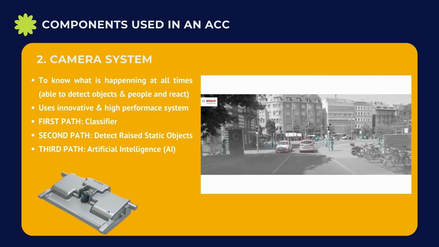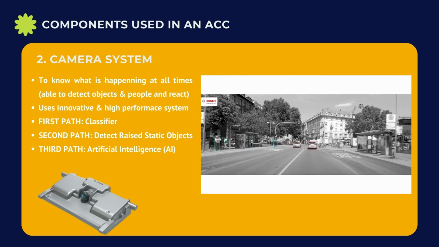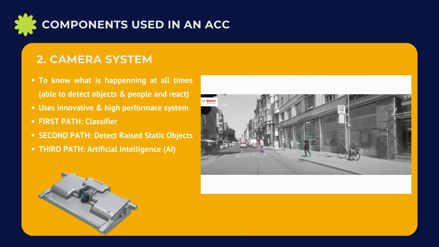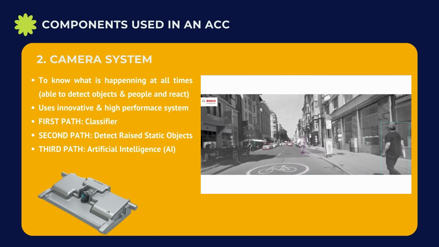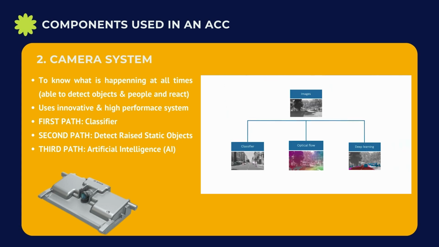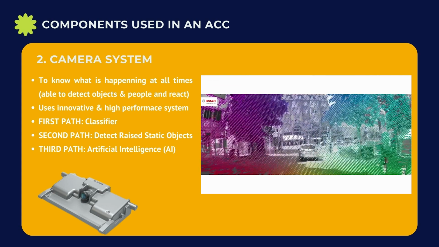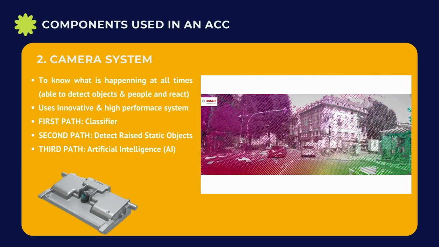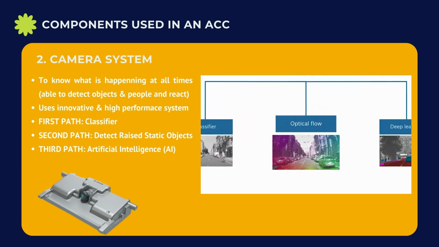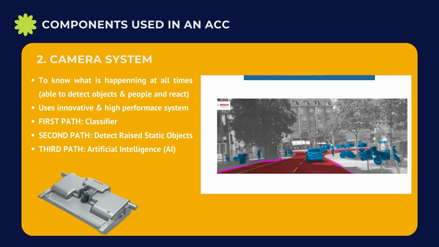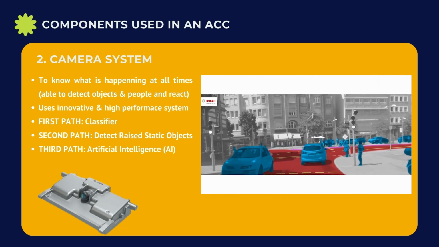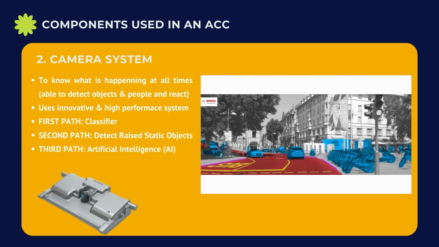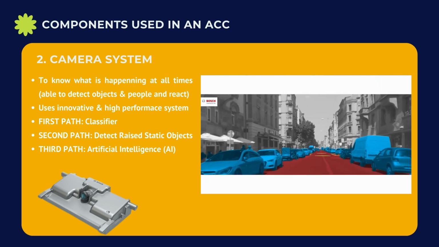Here the typical appearance of objects, such as vehicles, cyclists, road signs, or lane markings are already learned in advance. If an object of this kind is detected, it will be classified and marked. For the second path, the camera utilizes the dense optical flow and the structure from motion to detect raised static objects, such as parked vehicles. The third path relies on an artificial intelligence-based method. Through AI and machine learning processes, the camera classifies objects and differentiates between surfaces on the roadway and the edge of the road.